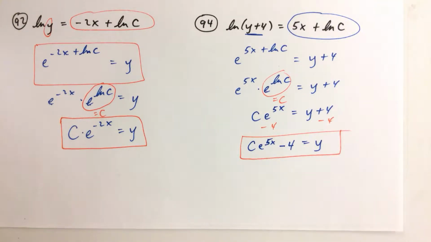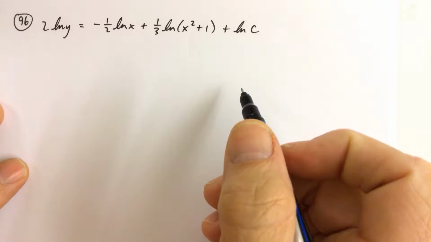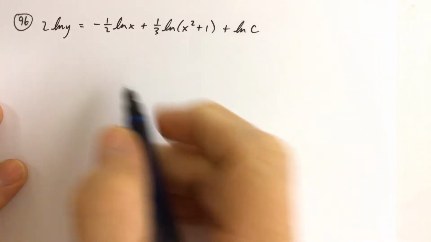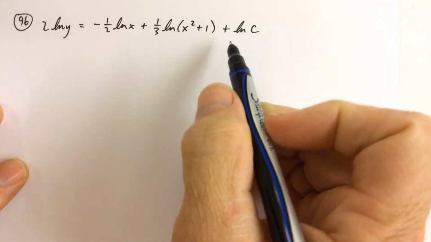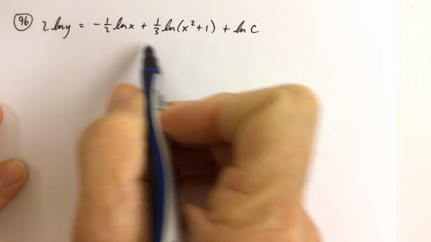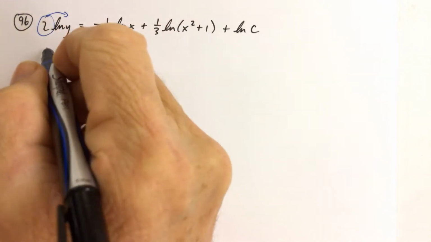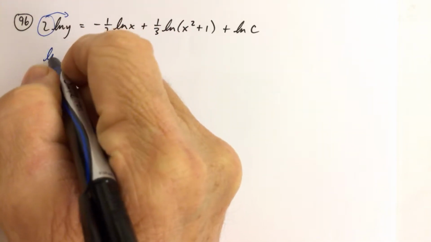I'm going to go ahead and pause this and flip over to page number 96. And number 96, this is the granddaddy of them all. We're going to go ahead and do our best to make sure that we just have one ln on one side and one ln on the other side. Okay, we're going to use the properties of logarithms. We're going to move the coefficient to the exponent position.